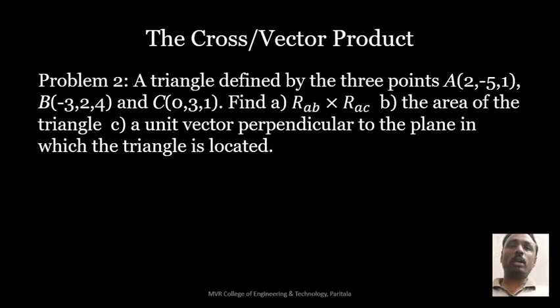So a unit vector perpendicular to the plane in which the triangle is located. That means it is the direction of the triangle. So how can you identify the direction? It is the second application of cross product. So if we can identify the unit vector, for what? The result of RAB cross RAC will give some vector. So if you can identify that vector, the unit vector, then you can identify the unit vector that is perpendicular to the plane that contains the triangle. So this is the way you can do this problem.